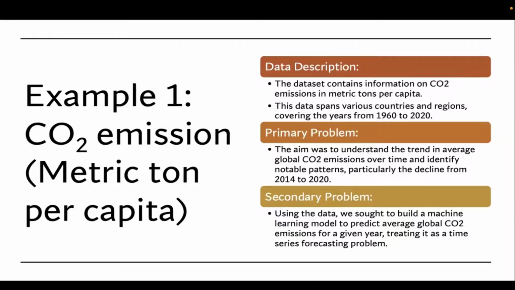We're going to be analyzing the carbon dioxide emissions. So the dataset contains information on carbon dioxide emissions in metric tons per capita. This data spans various countries and regions covering the years from 1960 to 2020. Our primary aim is to understand the trend in average global carbon dioxide emissions over time and identify notable patterns, particularly the decline from 2014 to 2020.